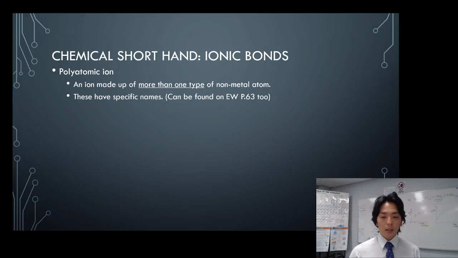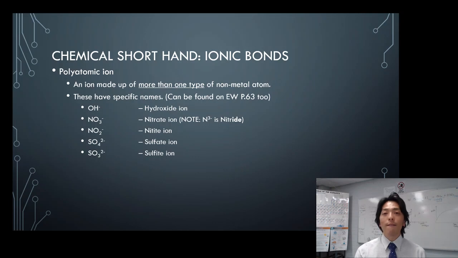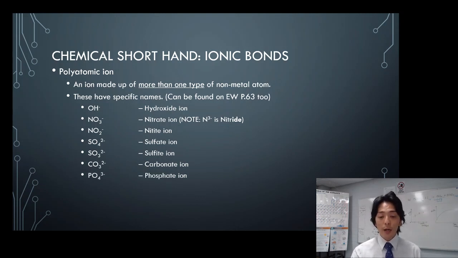All right, now let's look at the polyatomic ions. This year, it's better for you to memorize all of them. So OH- is the hydroxide ion, NO3- is nitrate, NO2- is nitrite, ITE that is, and SO4 2- is the sulfate ion. SO3 2- would be sulfite, ITE ending. CO3 2- is carbonate, PO4 3- is phosphate, and PO3 3- is phosphite, ITE ending.